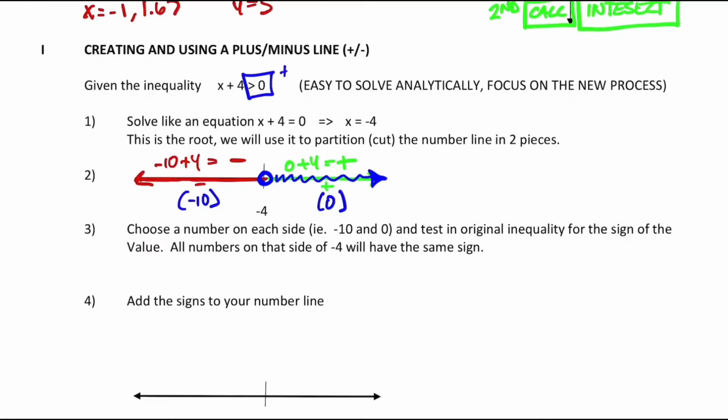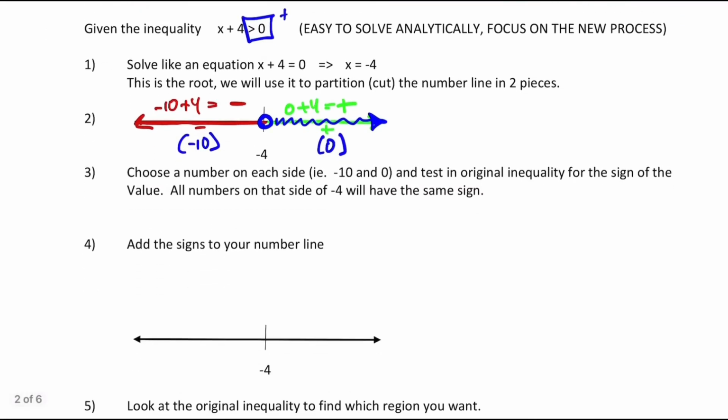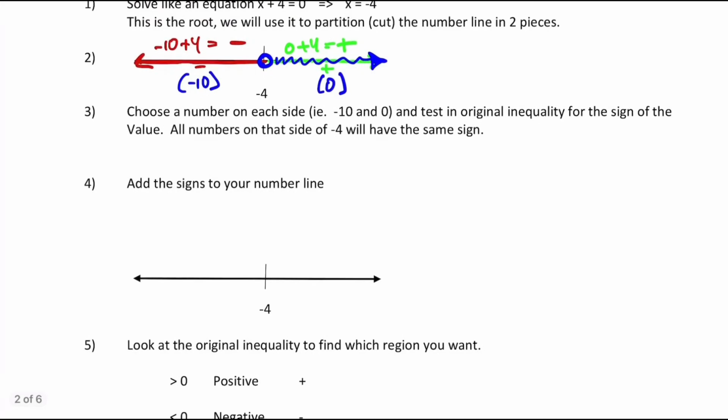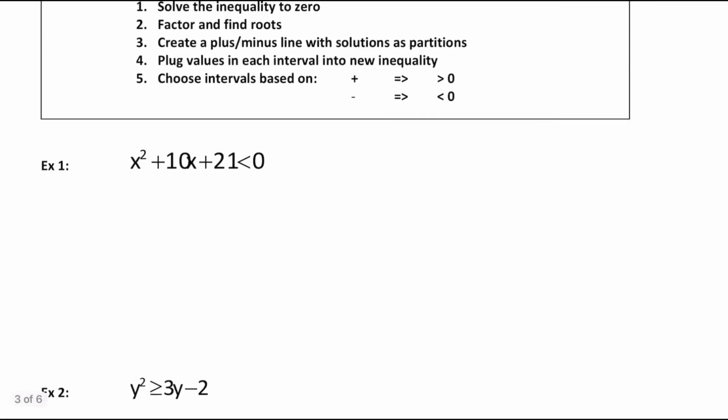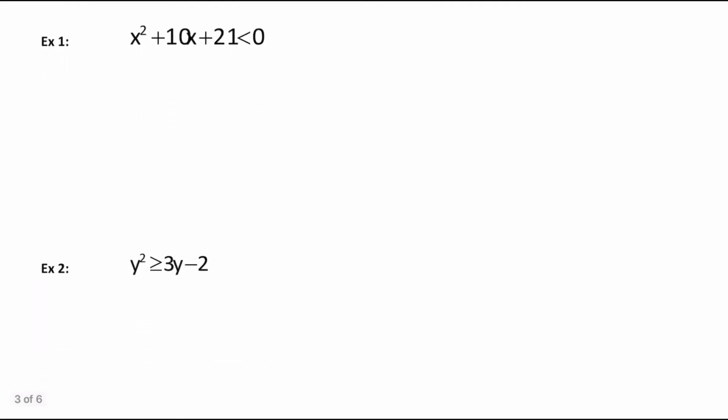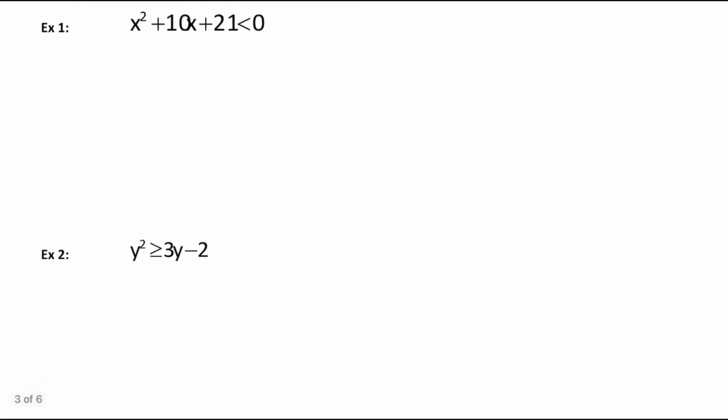Okay, so I'm kind of jumping ahead and doing all of this on this one number line. So obviously, the solution to this inequality would be x is greater than 4. Solving quadratic inequalities. I'm not going to read all these steps. I'm not a big fan of memorizing steps. So let's kind of go through this process.